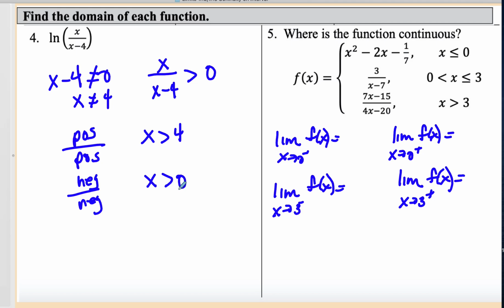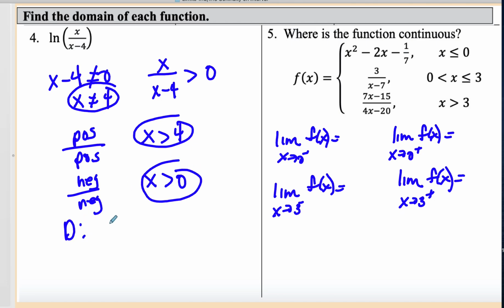Greater than 0, right? We can't let it equal 0 because we have this restriction that it has to be greater than 0. So we have this requirement, and this requirement. So we say the domain is x is greater than 4, it can't equal 4, and x is greater than 0. Oh, I'm sorry, this is not true. It's not greater than 0.